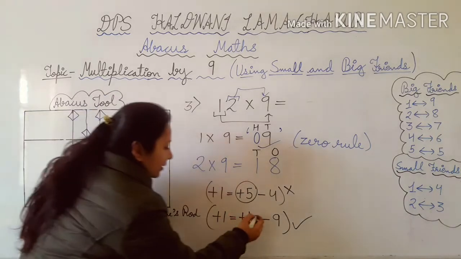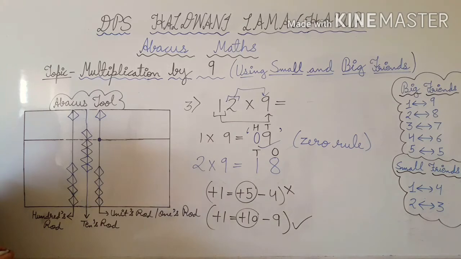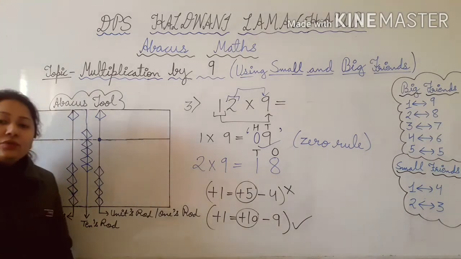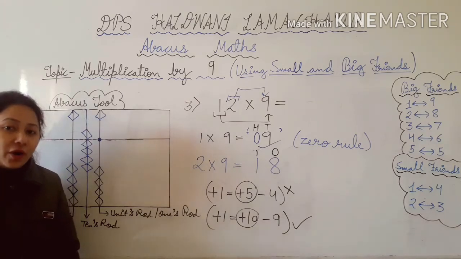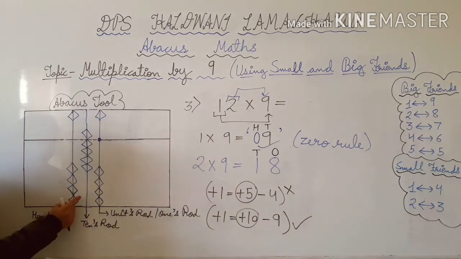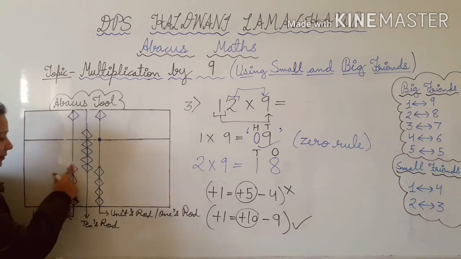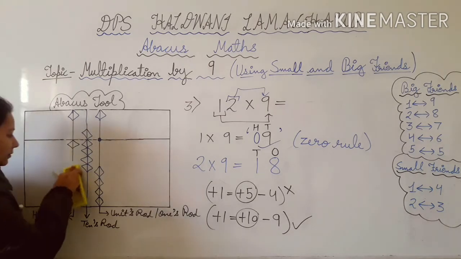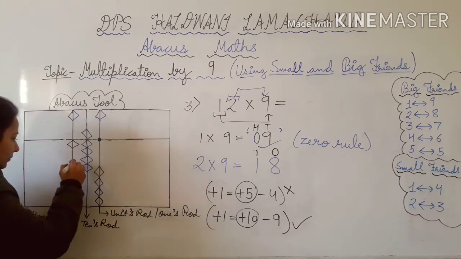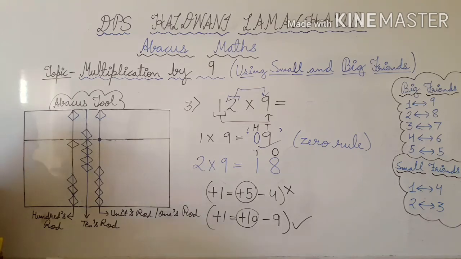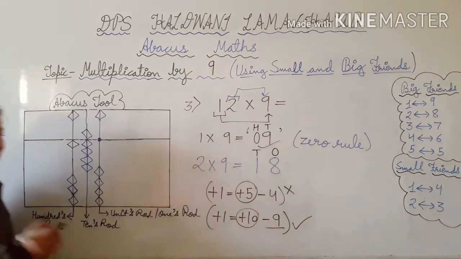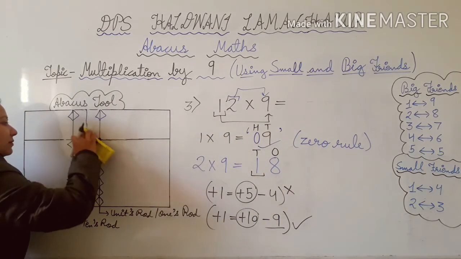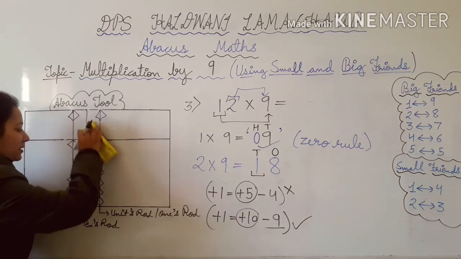Now let's start. Add 10. Now 10 you can't add in tens rod. As I've told you, 10 you will always add in one rod up. So 10 you have to add in hundreds rod. Add it. Very nice. Now minus 9. Minus 9 you will do from the tens rod. Minus 9 means put all the beads back to its place.